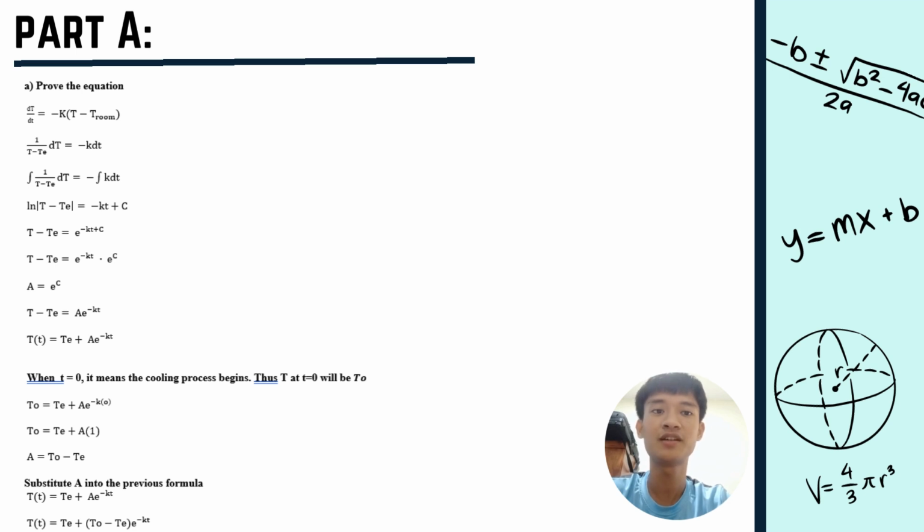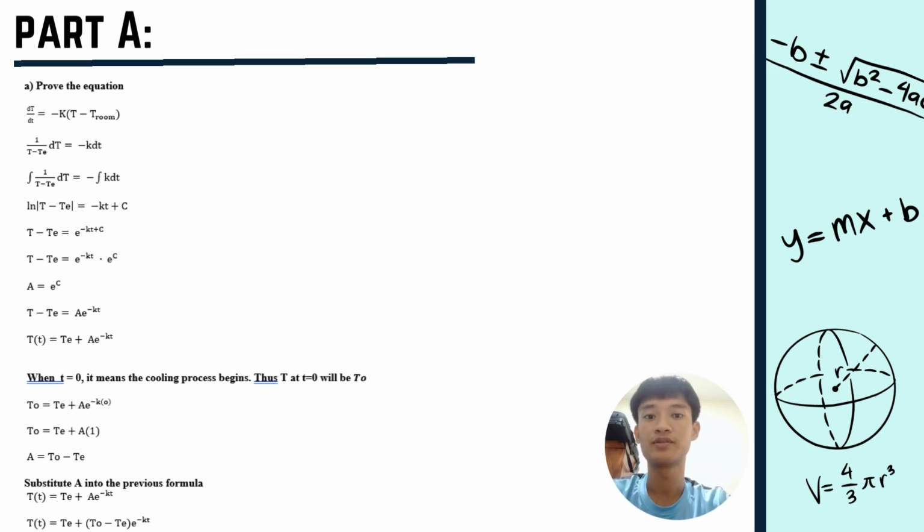We still have 2 unknowns, K and A, so we substitute 0 into t. When t equals 0, the cooling process begins, and the temperature at t equals 0 is the initial temperature. Substituting into the formula, we get T initial equals T environment plus A e to the power of negative K multiplied by 0. Since e to the power of 0 equals 1, 1 multiplied by A equals A. So we get T initial equals T environment plus A.